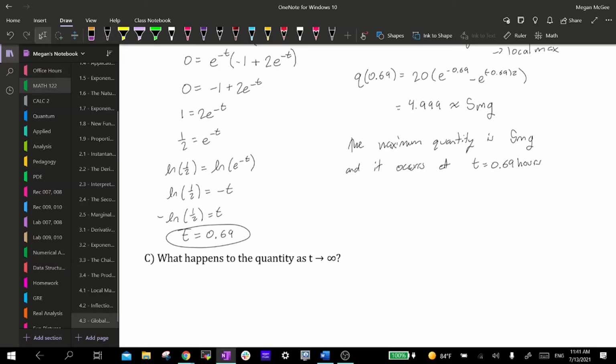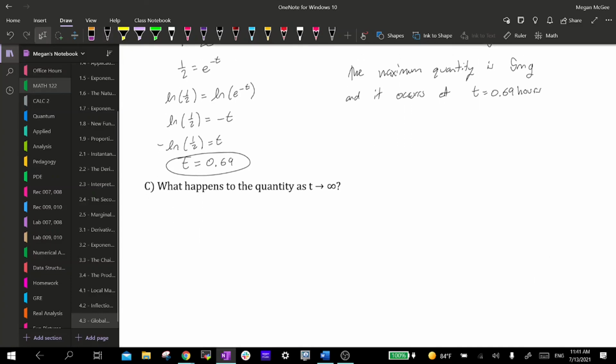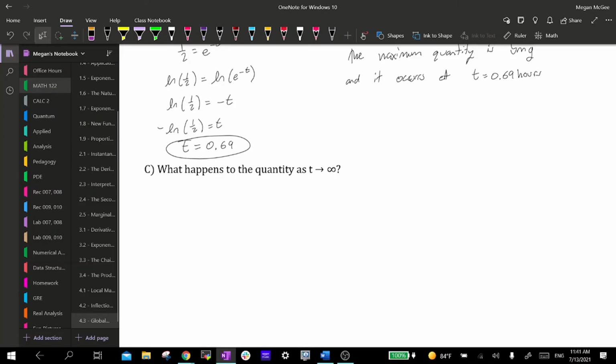And finally, part C asks us what happens to the quantity as t goes to infinity. Well, if we just think about this for a moment, we could graph it if we wanted to, and I encourage you to do so. But it is a drug that has been administered once. It's just one pill that was swallowed. And so we know that the quantity is going to peak once it's fully absorbed, and that happens in 0.69 hours. But then it's slowly going to start tapering off again as it gets used up in the body.